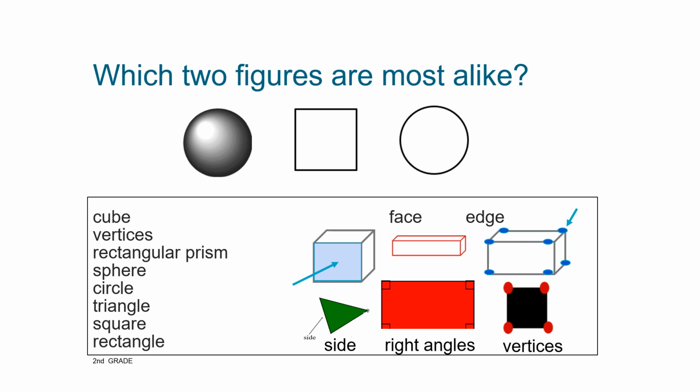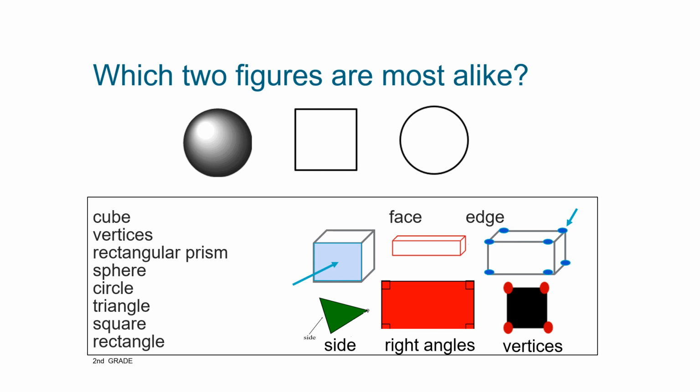You may have chosen the sphere and the circle. Both are round and made up of curved lines. You could also have chosen the square and the circle because both are plain, flat, two-dimensional shapes.